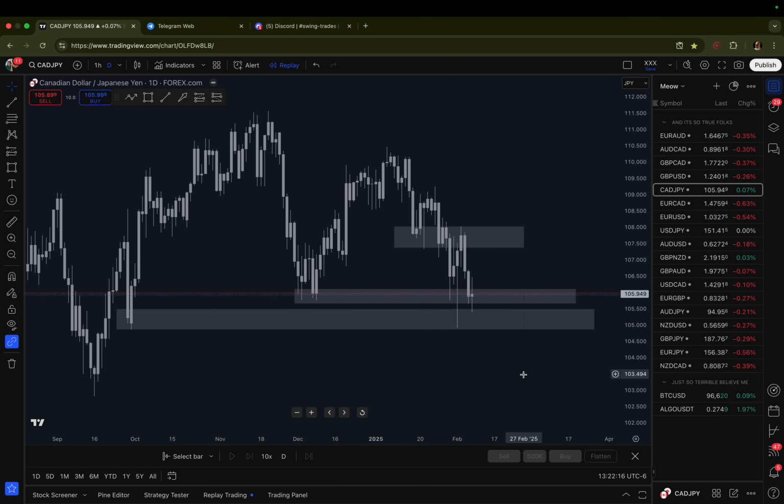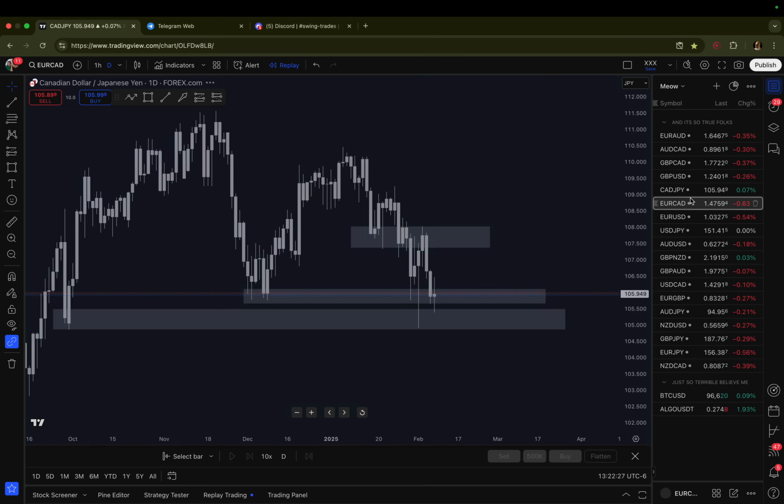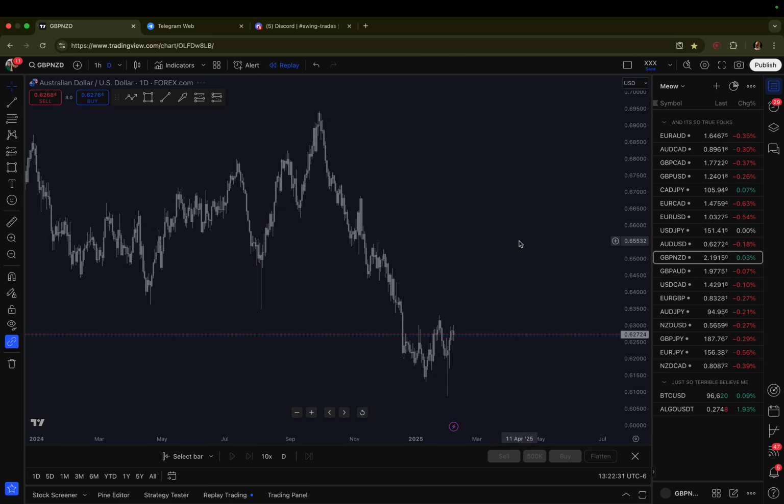So I haven't really worked with it yet. It could bounce here, but then now it's close into the zone and slashes through and has a weird indecision candle. I don't really see any setups in any other pairs right now. I've clicked through these all, so I'm gonna save you the time.